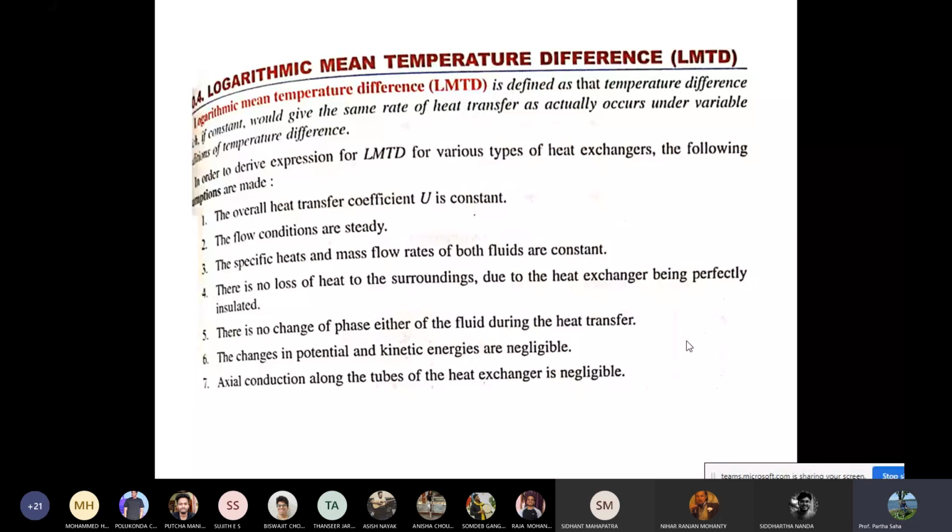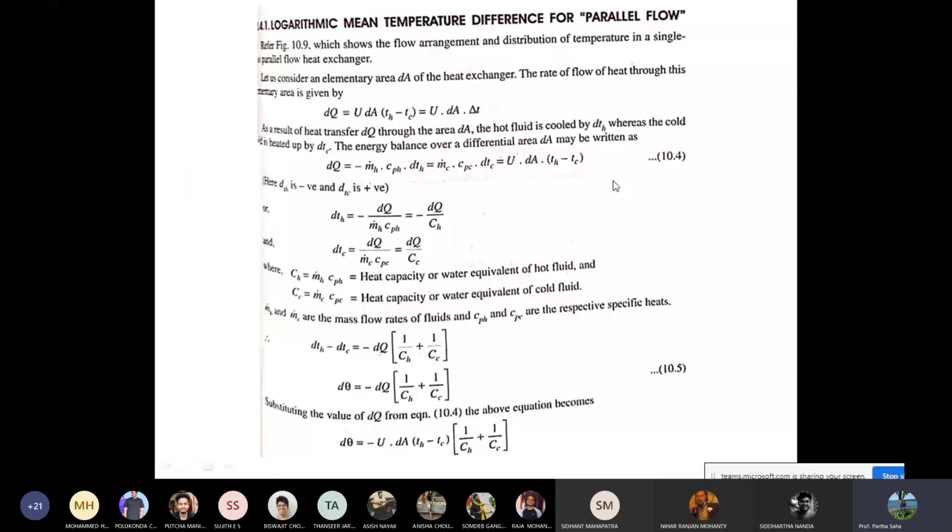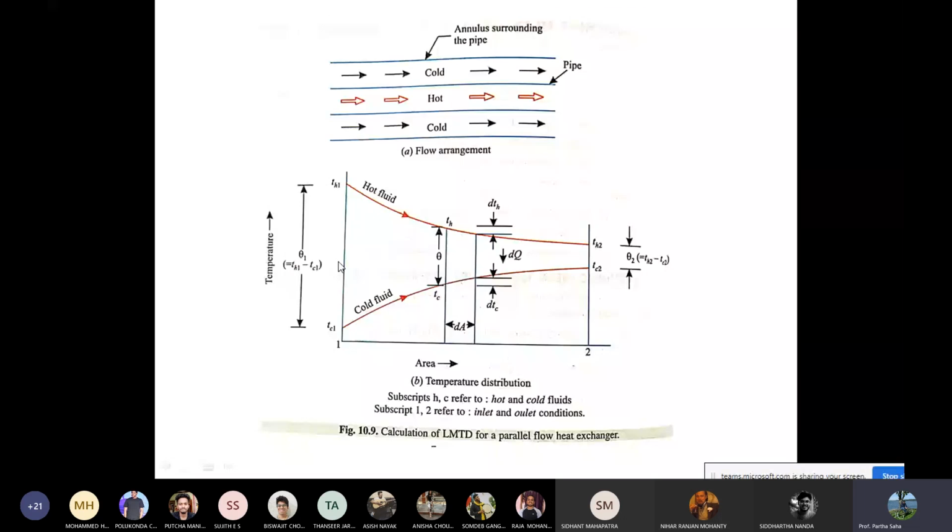The change in potential and kinetic energy must be negligible, and the axial conduction along the tube of the heat exchanger must be negligible. So these are all the pre-assumptions which you need to make, and based on this we're going to make the derivation. Before going into the derivation, let's look into the schematic diagram. This is the schematic diagram for which we are going to derive the log mean temperature difference for a parallel flow heat exchanger. The same can be utilized for a counter flow heat exchanger, and I would urge all the students to derive the expression for the counter flow heat exchanger.